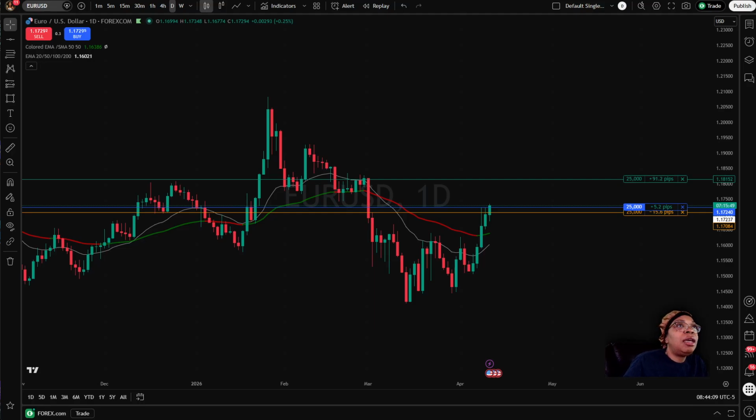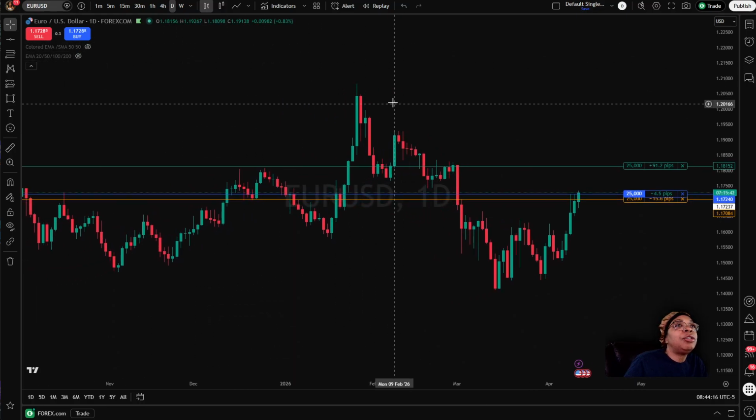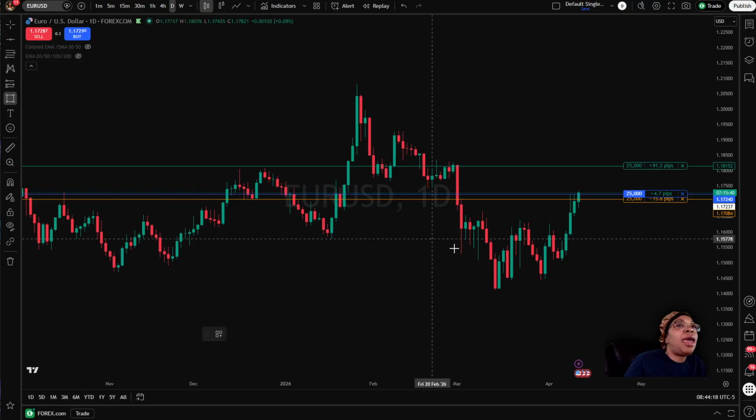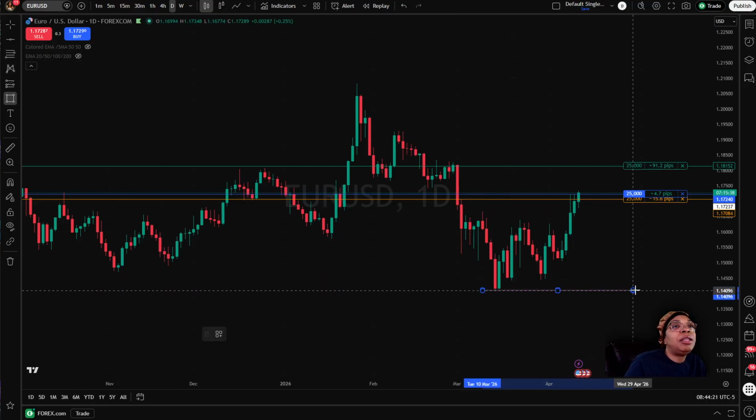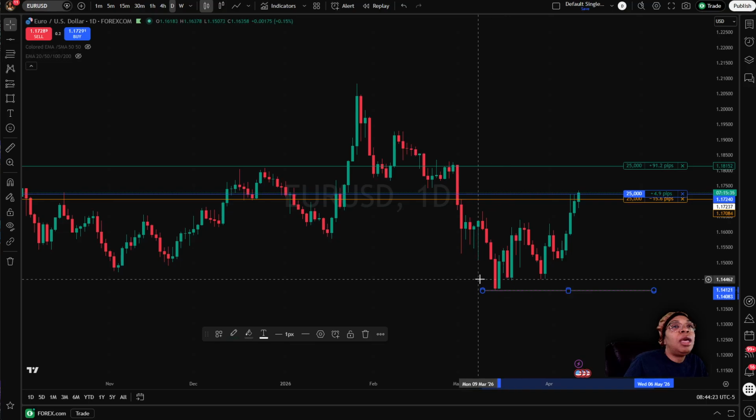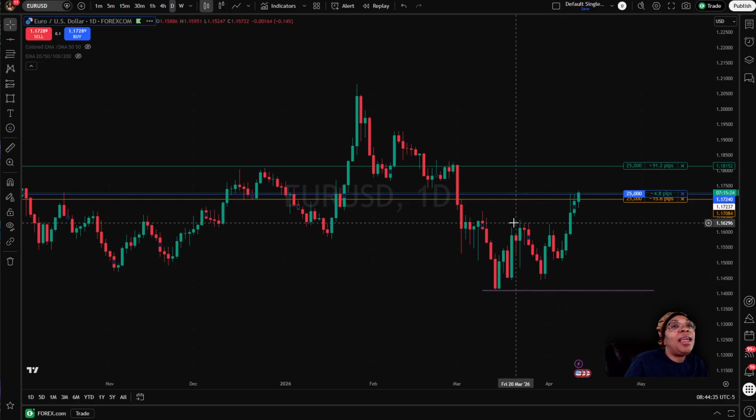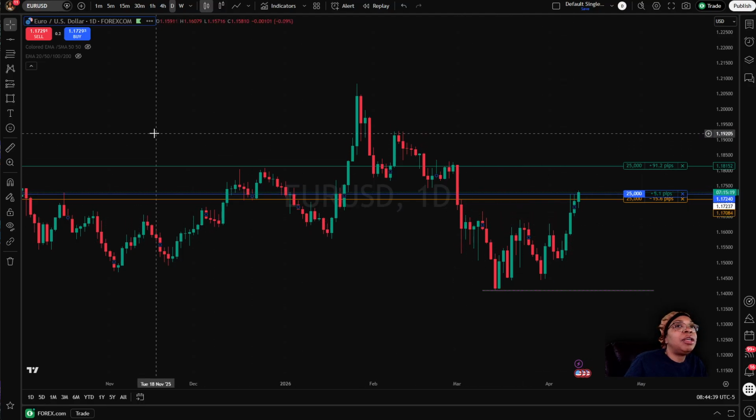Starting from the daily time frame, if you do your analysis on the daily time frame, let's take our moving averages off and just look at the actual market structure. As you can see at the bottom here, we have a level of support, and from that area it started making higher lows and higher highs. So we had a strong area of resistance here.